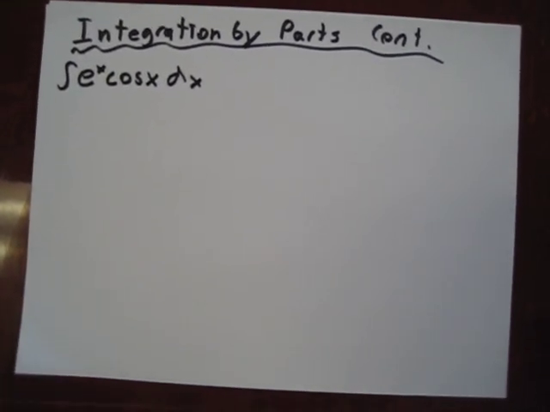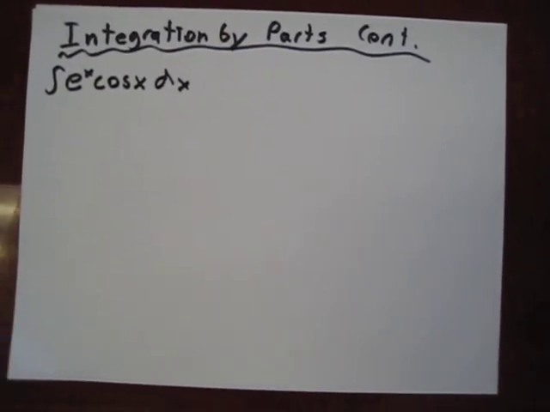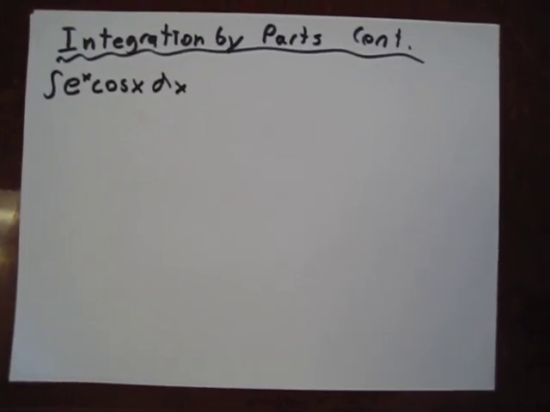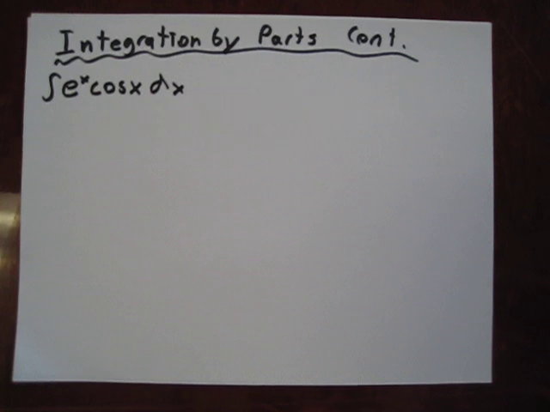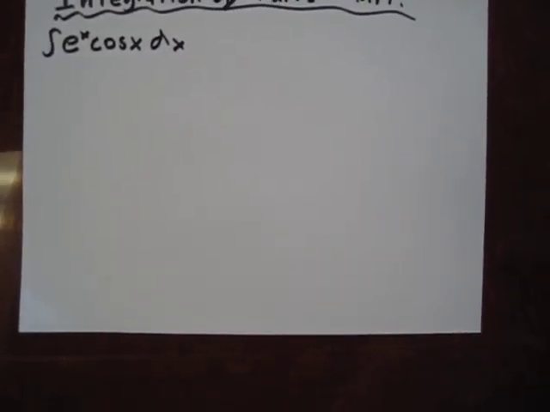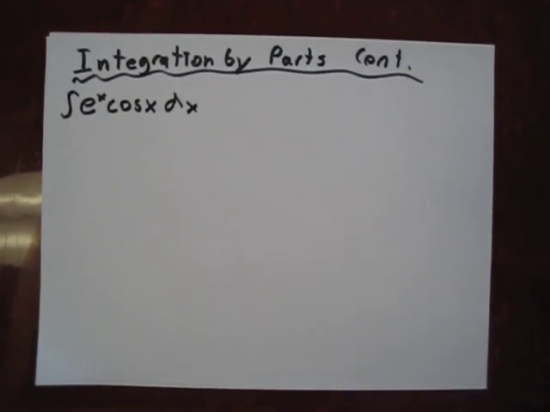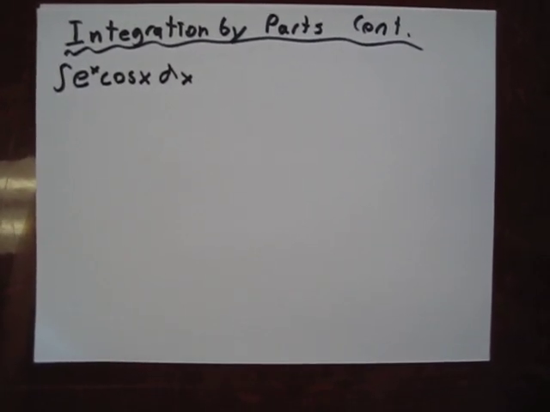There are some problems in integration by parts that you'd think would be fairly simple, such as the integral of e to the x times cosine of x. But what you find is that when you do these problems, you often end up repeating the integration by parts method and you never seem to get anywhere. However, there is a trick to solve this kind of problem.